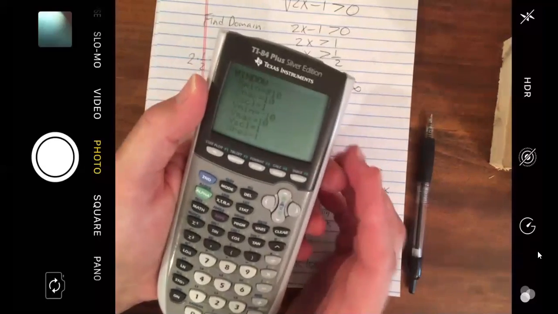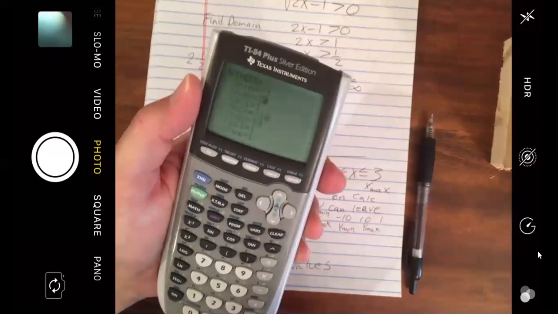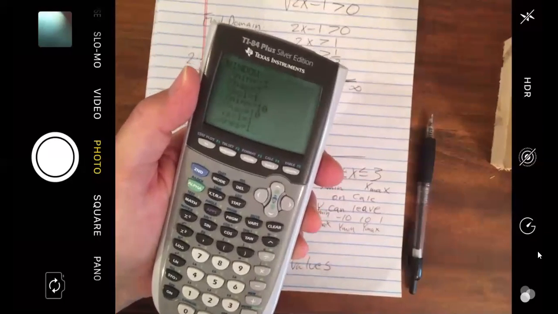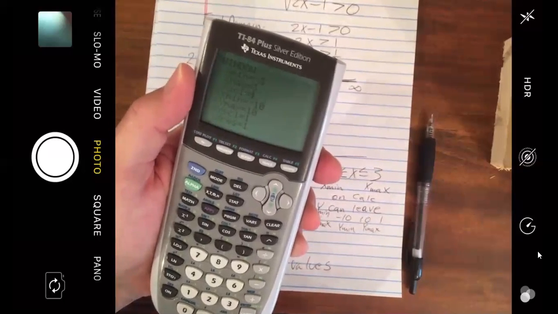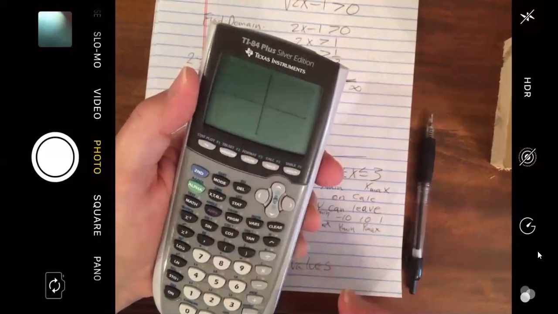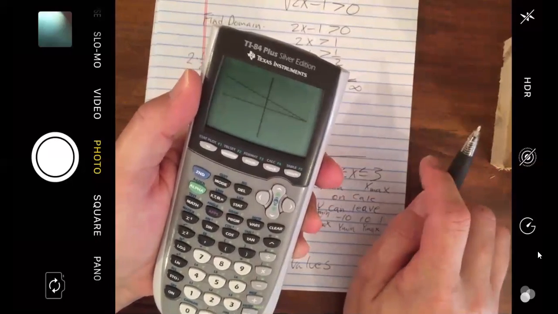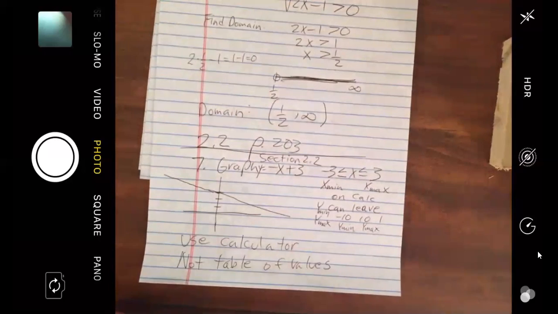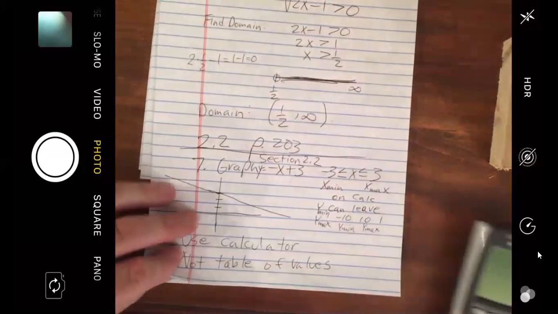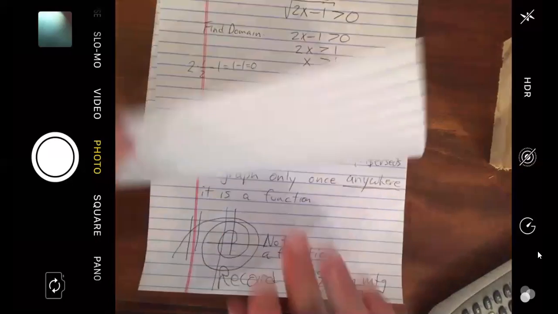So I go to window, they're saying to use negative 3, 3, and I'll leave the scale 1. They didn't tell me what y's, so I'll leave those negative 10, 10, and 1. Graph, I get a downward sloping line with a y-intercept of 3. Use your calculator. Just make your best picture of it. That's really all they want in this section.